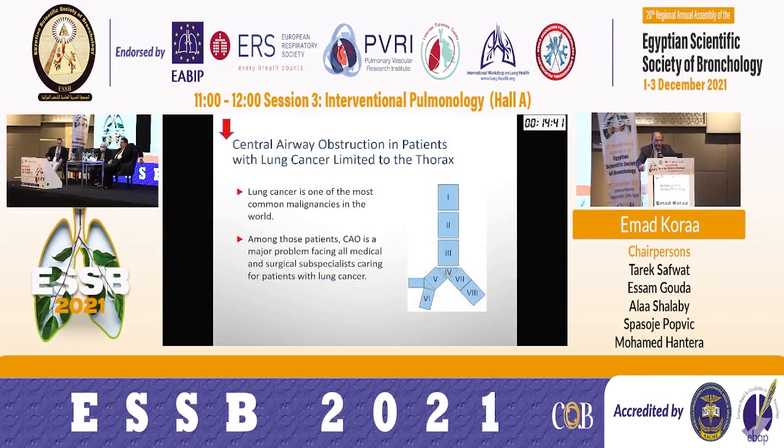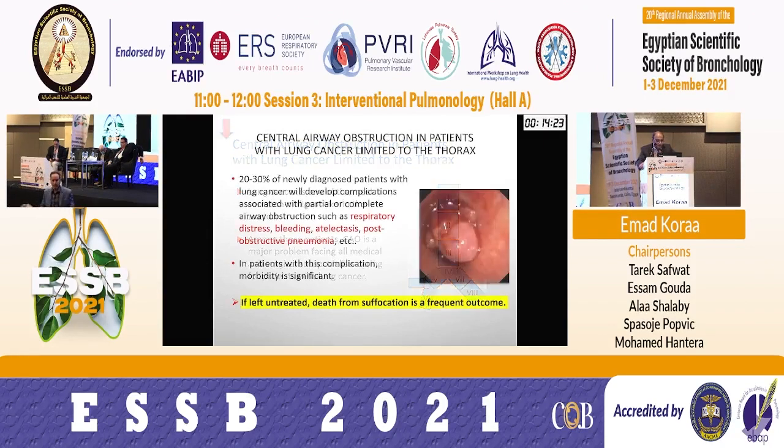To start with, the central airway obstruction in patients with lung cancer limited to the thorax. Lung cancer is one of the most common malignancies all over the world. Among those patients, central airway obstruction is a major problem facing all medical and surgical subspecialties caring for patients with lung cancer. About 20 to 30% of newly diagnosed patients with lung cancer will develop complications such as respiratory distress, bleeding, atelectasis, post-obstructive pneumonia, etc. In patients with these complications, morbidity is significantly high. However, if left untreated, death from suffocation is a frequent outcome and is a major problem.